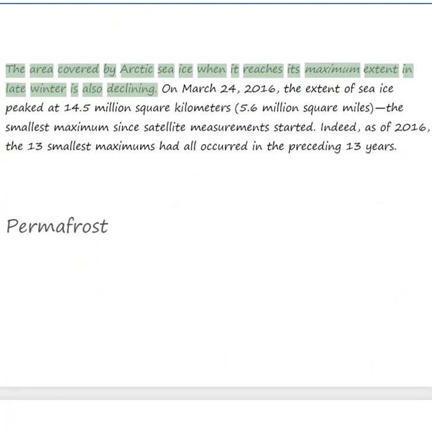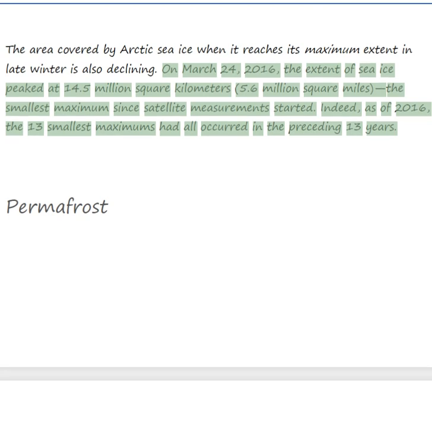The area covered by Arctic sea ice when it reaches its maximum extent in late winter is also declining. On March 24, 2016, the extent of sea ice peaked at 14.5 million square kilometers, the smallest maximum since satellite measurements started. Indeed, as of 2016, the 13 smallest maximums had all occurred in the preceding 13 years.